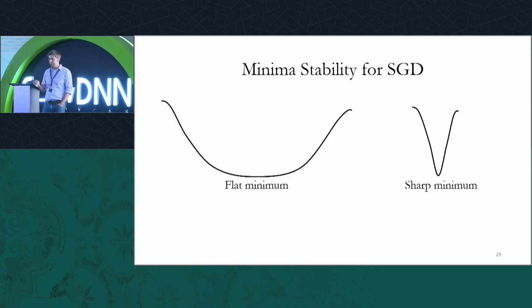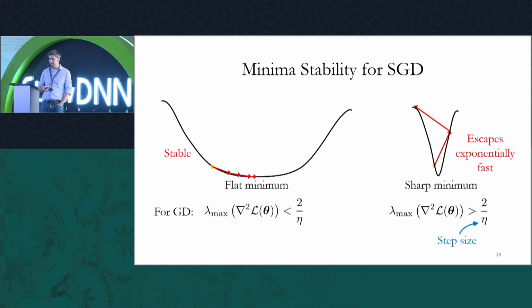We have different types of minima. We can have flat minima or sharp minima. If we use gradient descent or SGD on flat minima, then we can converge to the minimum. However, if we use the same learning rate on sharp minima, because of the optimization dynamics, it can escape exponentially fast. So we call this a stable minimum, and the other one an unstable minimum.